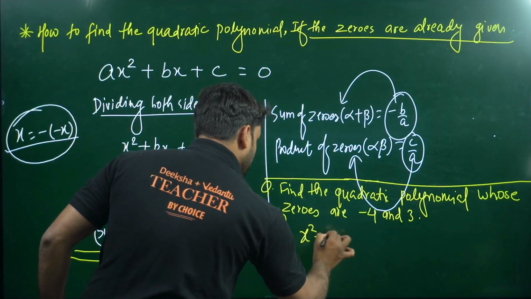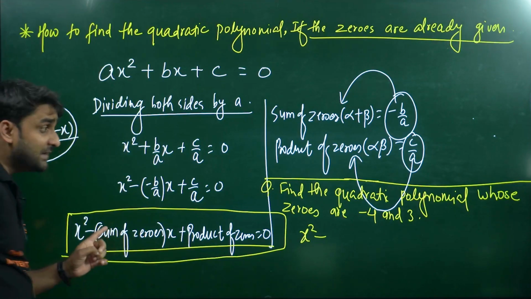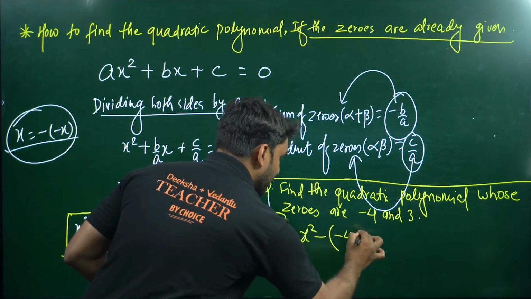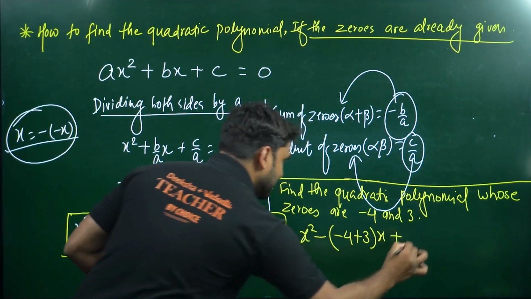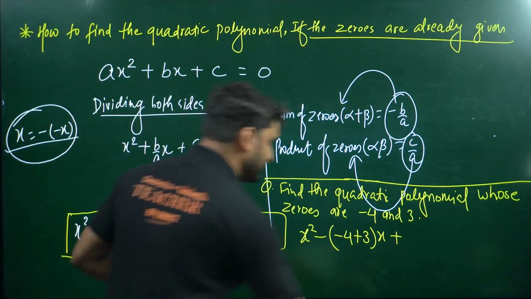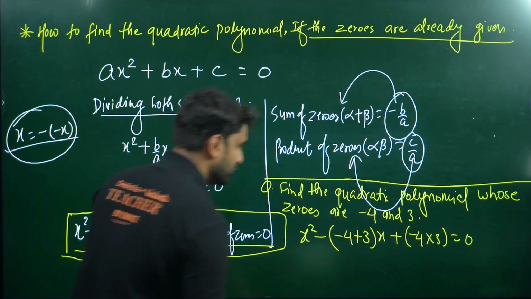So x square minus, this minus sign will remain as it is. Now this is the sum of zeros, and the zeros are -4 and 3. So please add -4 plus 3 into x, plus, this plus sign will remain as it is according to the formula, and this is the product of zeros. Now multiply this, -4 into 3 equal to 0. So what will be the result?